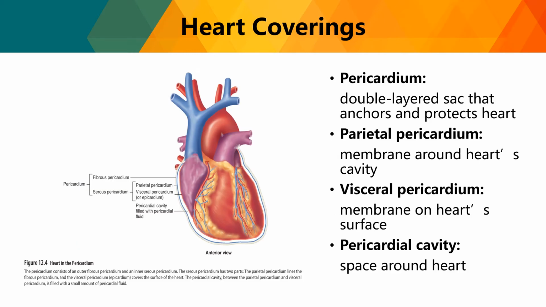So the heart coverings, you have first your pericardium. The pericardium is a double-layered sac that anchors and protects the heart. Next is the parietal pericardium. It is the membrane around the heart's cavity. Next is the visceral pericardium. It is the membrane on the heart's surface. And the next is the pericardial cavity, which is the space around the heart.